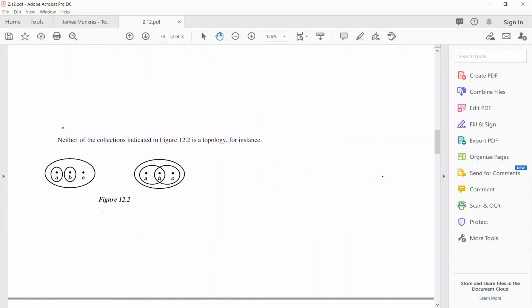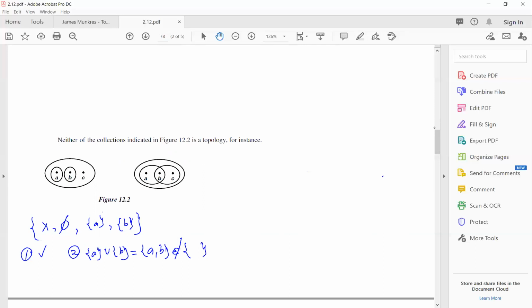For example, the first one says, hey, I have X in, I have empty set, I have a set including just A, another set including just B. So first of all, the first condition is met. It has X, it has empty set. Let us check the second condition. It must be closed under arbitrary union. So I'm going to take the union between these two sets with only one element, which is equal to A and B. As you can see, this set is not a member of this possible collection. So the second condition is not met, and it's not a topological space.